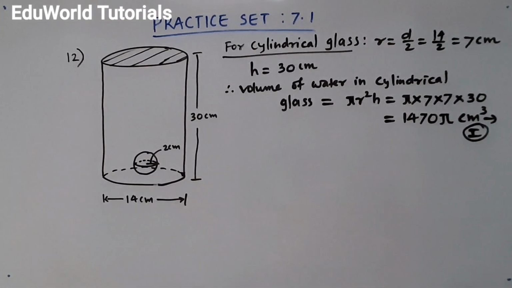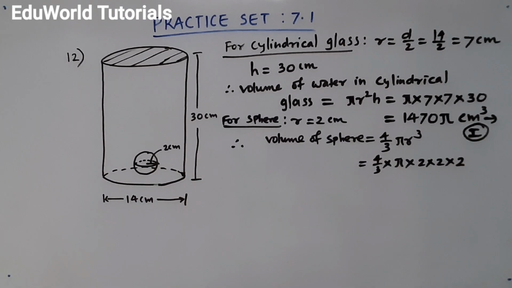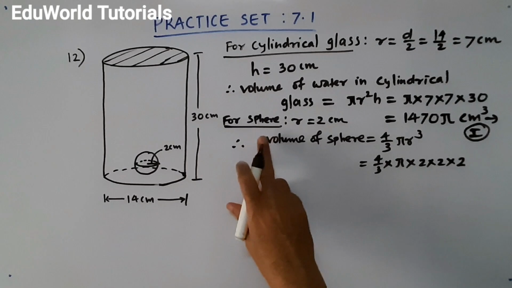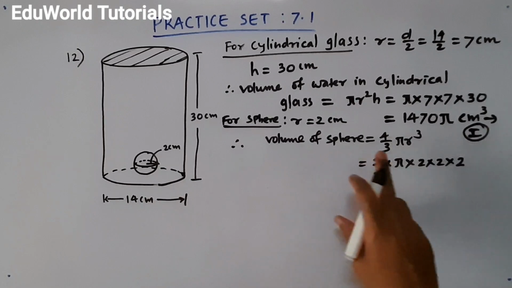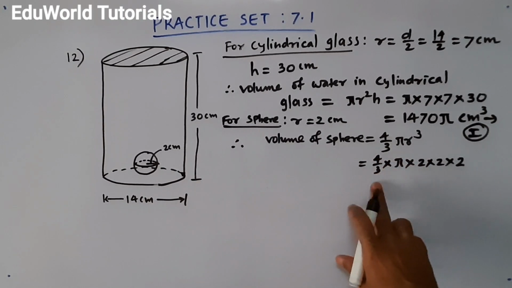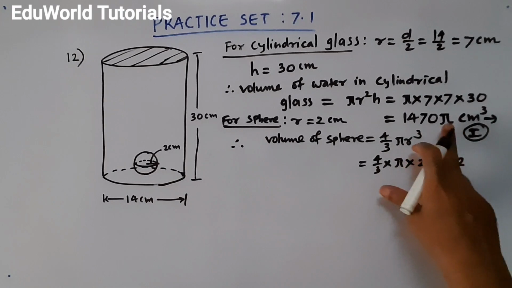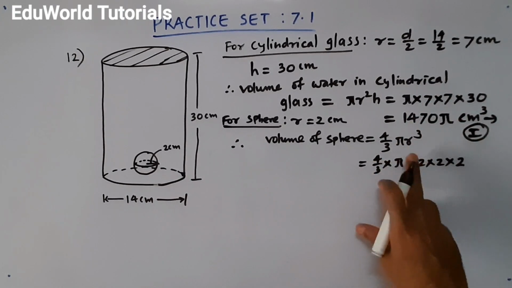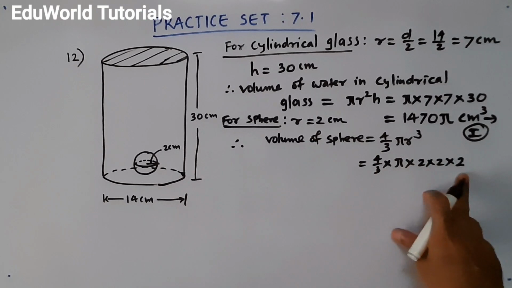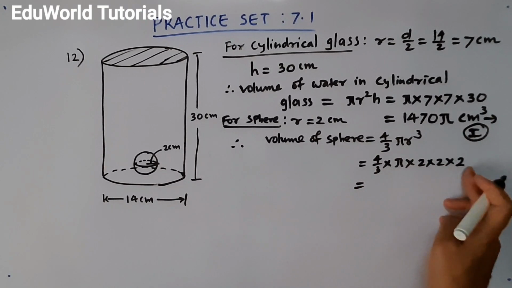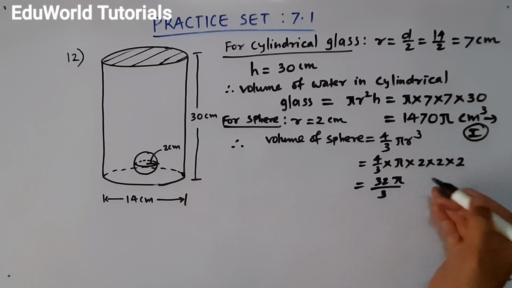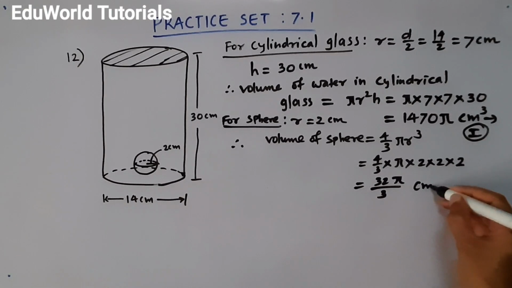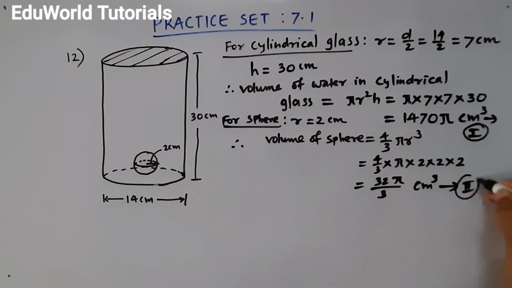Result number 1. Now we find the volume of the sphere. So for sphere, radius is 2 centimeter, and volume of sphere, you know the formula, 4 by 3 pi r cubed. So 4 by 3 into pi. I am not keeping the value of pi, so pi as it is. Radius is cubed. 2 into 2 into 2. So we have 2 twos are 4, 4 twos are 8, 4 eights are 32 pi divided by 3. 32 by 3 pi cubic centimeter. This is the volume of the sphere. That is result number 2.